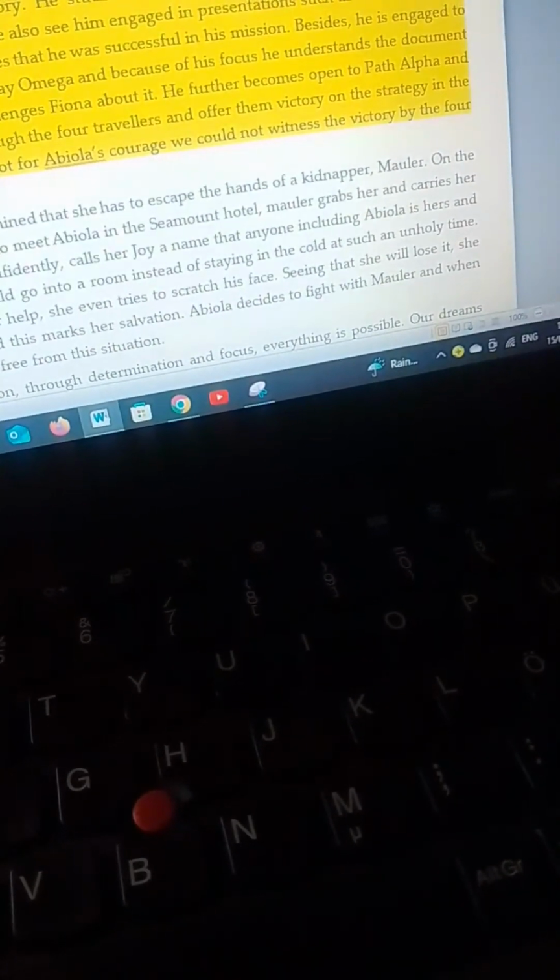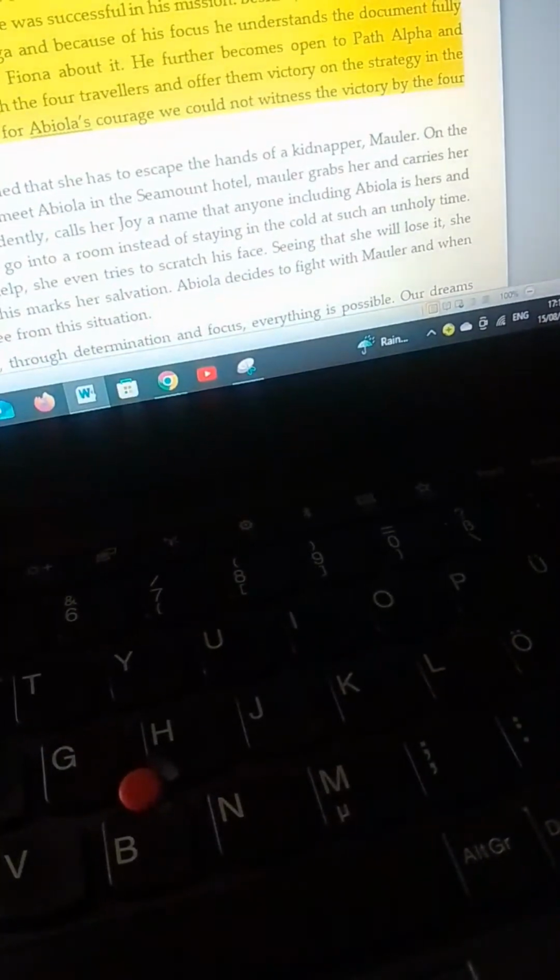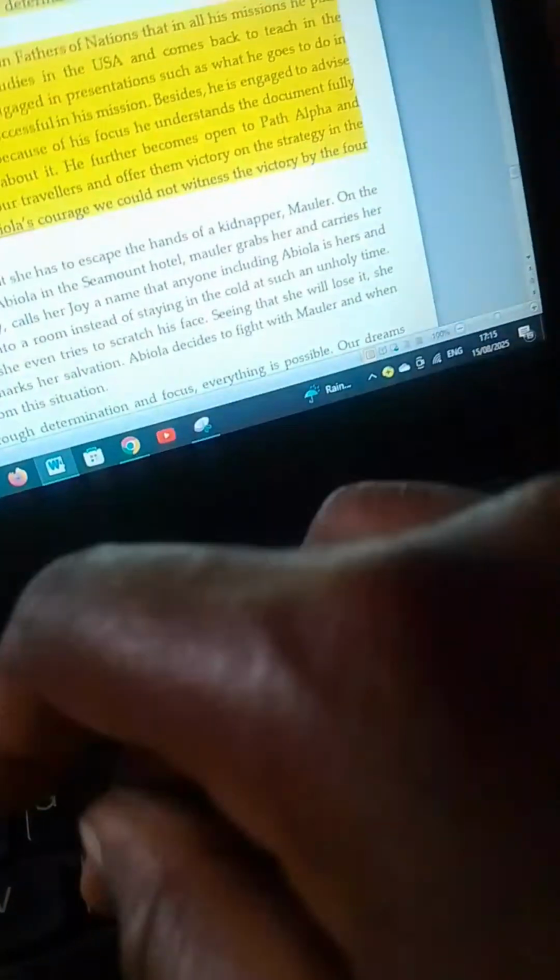He studies in the USA and comes back to teach in the University of... Which university was Abiola teaching? Harvard. No. Really? A university in Nigeria. What name was it? Ibadan. He comes back to teach in the university.